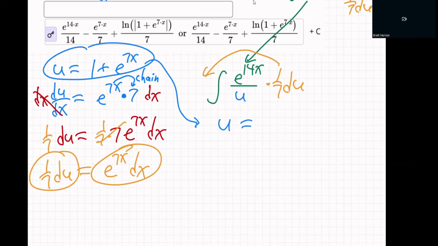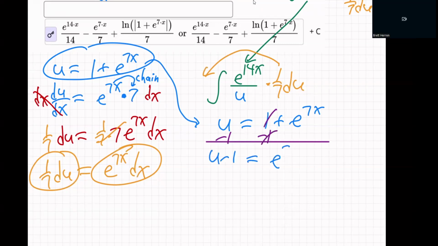That means u is 1 plus e to the 7x, right? So if I subtract 1 from both sides, boom, I'm going to get u minus 1 is e to the 7x. Now I need to make e to the 14x. What are you going to do? Square both sides. Second power, second power. Do you see that? That means e to the 14x, right? 2 times 7x, 14x.